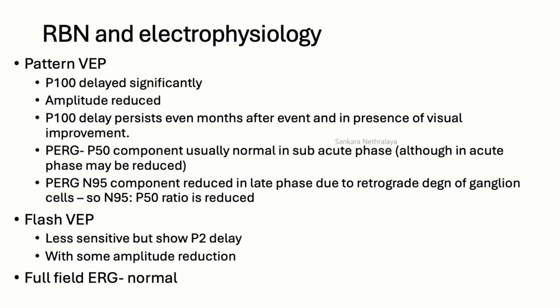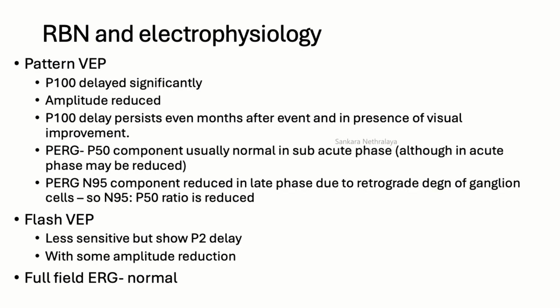So the electrophysiology in RBN is, with pattern VEP, you find first P100 is delayed significantly, okay? The amplitude can be reduced, but P100 delay can persist even months after the event, which means they would have recovered 6/6 vision, but if you do VEP, P100 delay will still persist, okay?